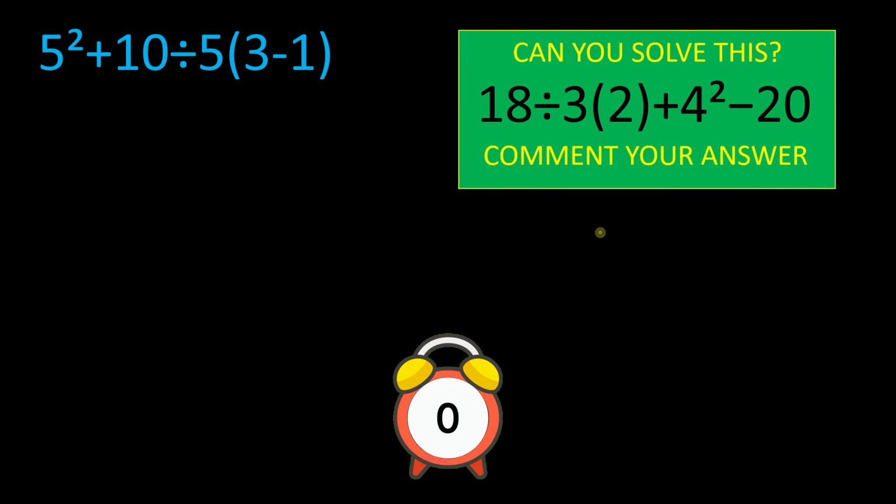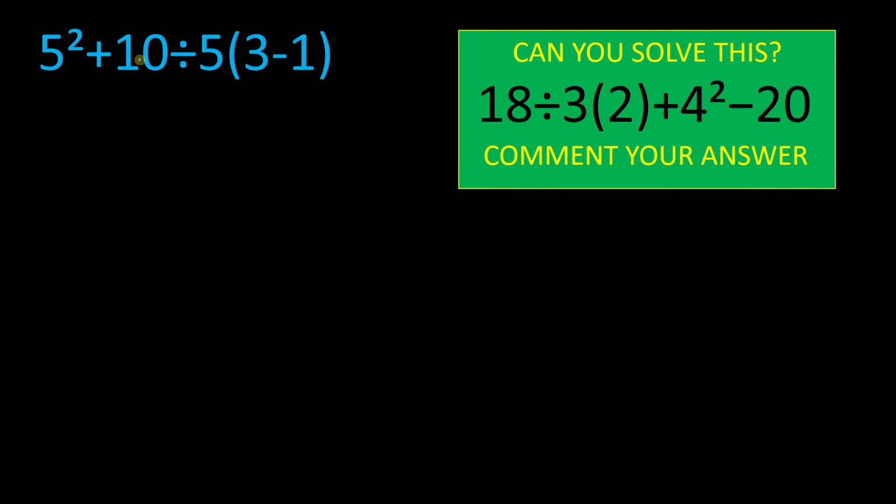Okay, time's up. So we have 5 squared plus 10 divided by 5, and this is 3 minus 1. So here we will solve with PEMDAS. And according to PEMDAS, first preference will be given to this parenthesis part, which is 3 minus 1 will give result 2 here. So we can write 5 square plus 10 divided by 5 times 2.